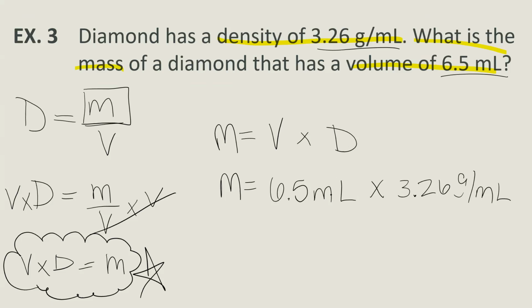Now I have milliliter technically over 1. It's on the top. This milliliter is on the bottom. So they're going to cancel each other out, and I'm only left with grams. So 6.5 times 3.26, and I got about 21.19 grams, because mass is what I'm finding, and it is in grams. So that's just when you have to rearrange the equation.